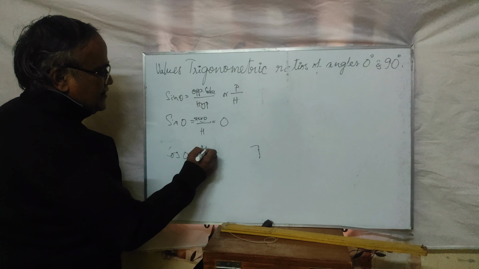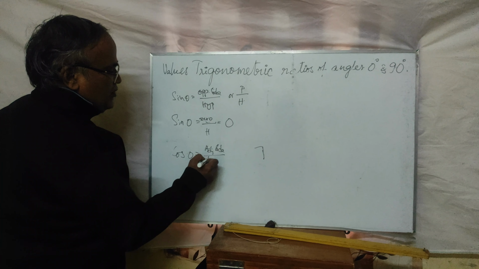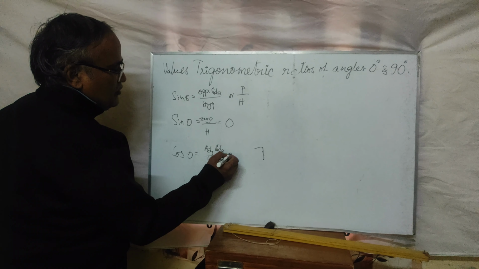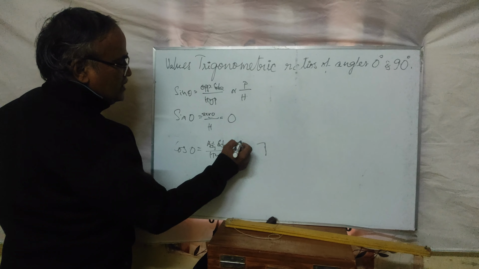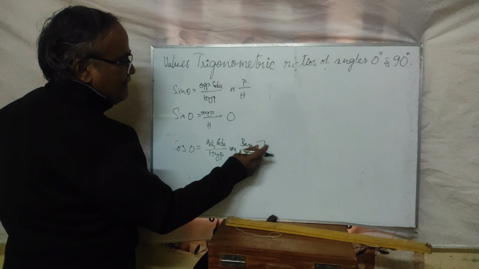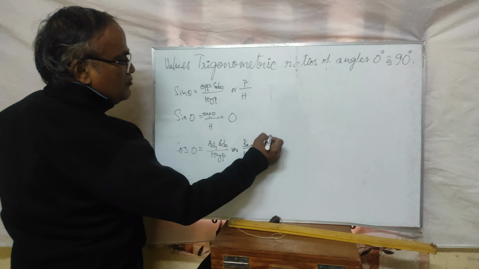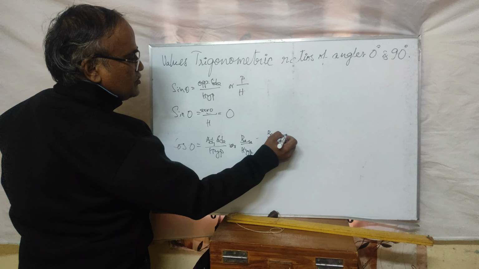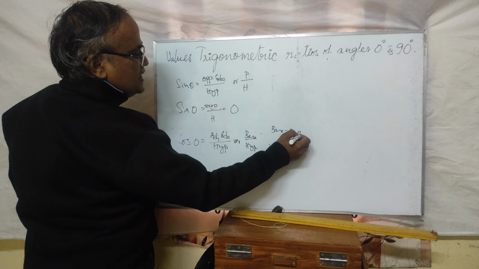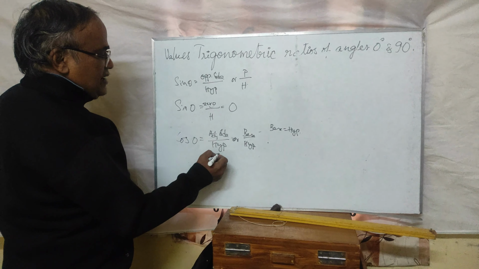Adjacent side upon hypotenuse, or what we write, base upon hypotenuse. But here, base is equal to hypotenuse, so base and hypotenuse have become the same. So adjacent side and hypotenuse have become the same.